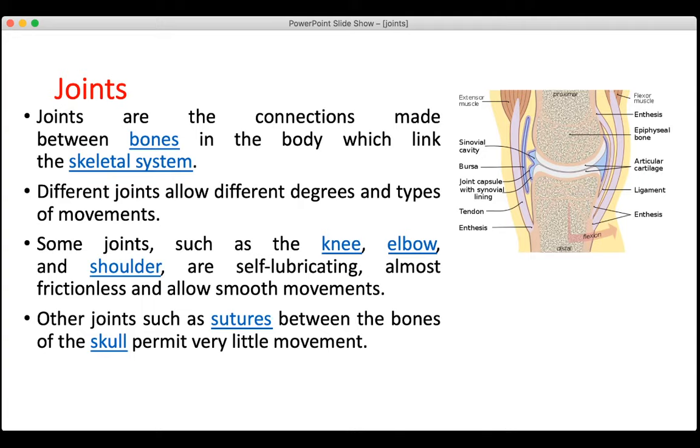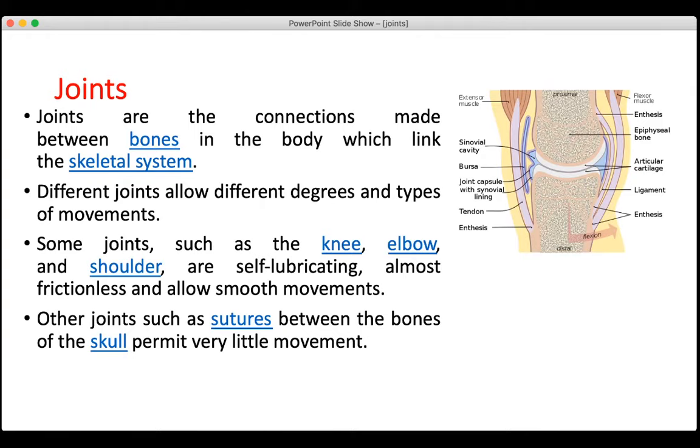Okay. So some joints allow a very good amount of movement, where they are very mobile and they get self-lubricated also. They have some system, I'll discuss it later. And some joints, like joints in the skull, like sutures, don't allow movement at all, and there is no necessity of movement there. So nature is very smart.